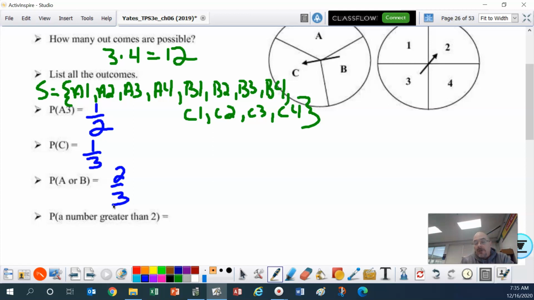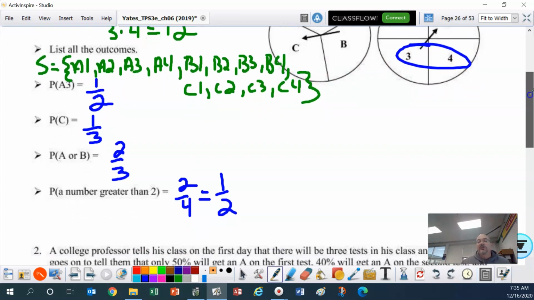The probability of a number greater than 2. Okay, well, that would be the 3 and the 4, right? Which is 2 out of 4, but always reduce. So that's a half. You certainly could look at your sample space up here, but really it wasn't necessary because we can look at those spinners separately with those questions.